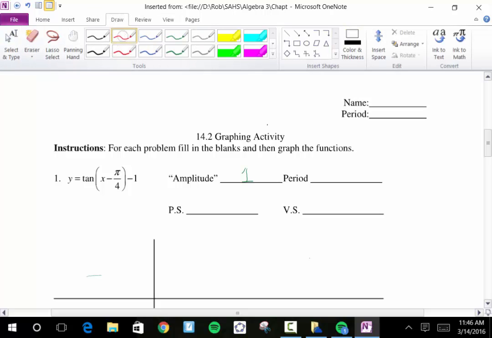The next part that you want to find is the period. Now, the period for tangent is unique. The period for tangent is equal to pi divided by the b. And the b is the thing that would be multiplied, factored or unfactored, in front of the x. Is there anything being multiplied by this x? No. It's just a 1. So you take the 1 and you put that in for your b. So you got pi over 1 as your answer for your period. Pi over 1, just pi, right?